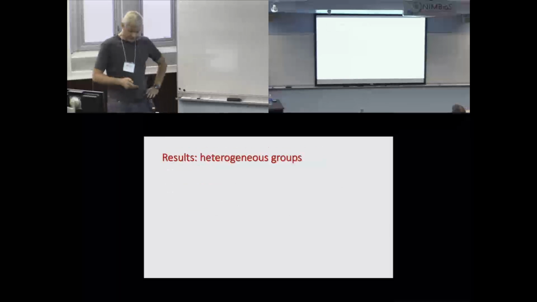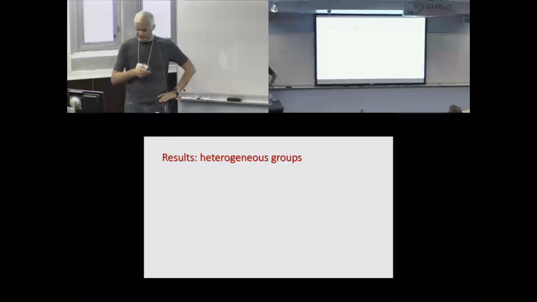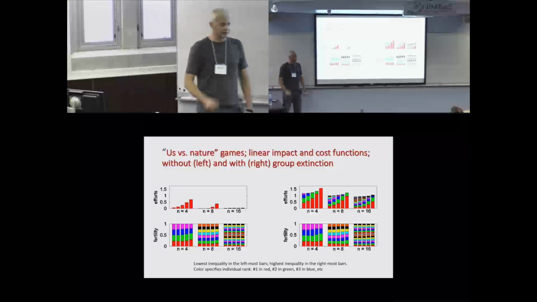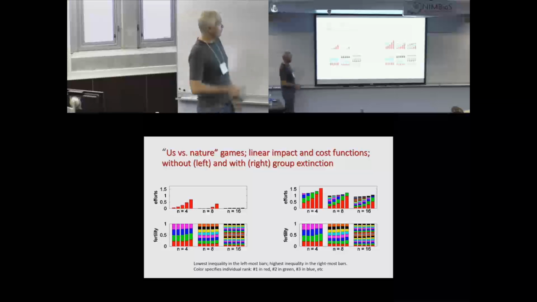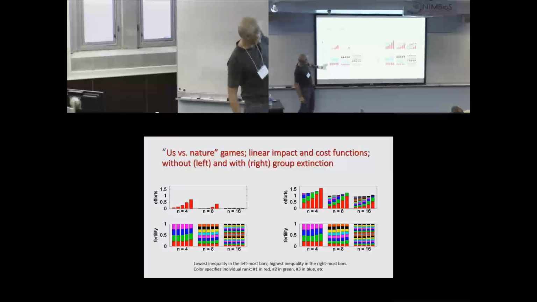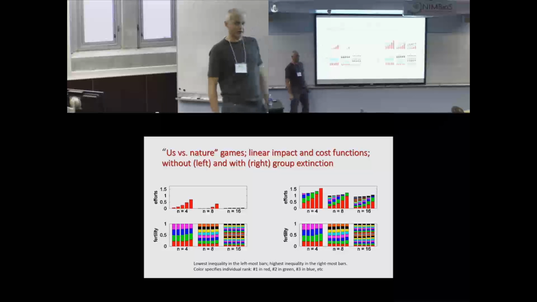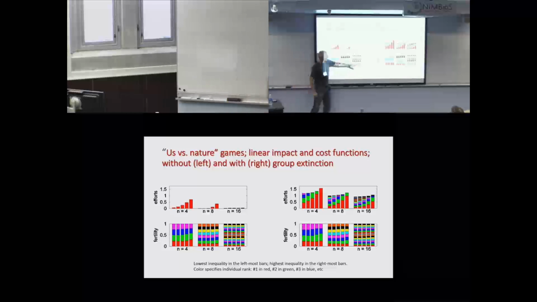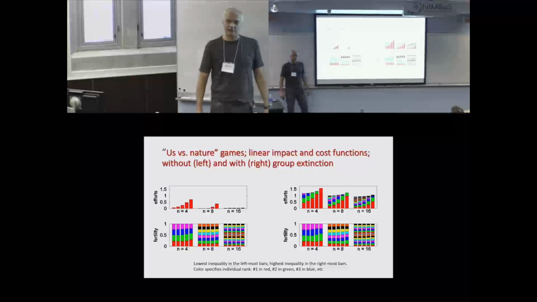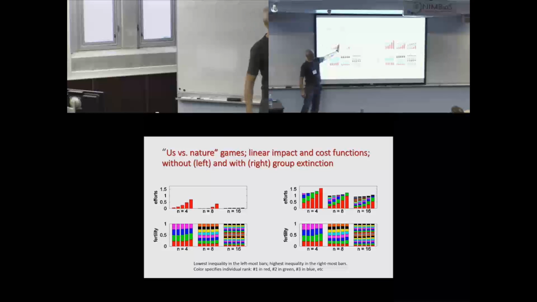Let me skip that. So what happens here? Again, there are analytical results, but I'll just show you numerical results for simplicity. Let me walk you through. Here are individual efforts, and these are individual shares of reproduction. The group size is 4, 8, 16, right? And different bars correspond to different degrees of inequality. Low inequality here, high inequality over there, right?